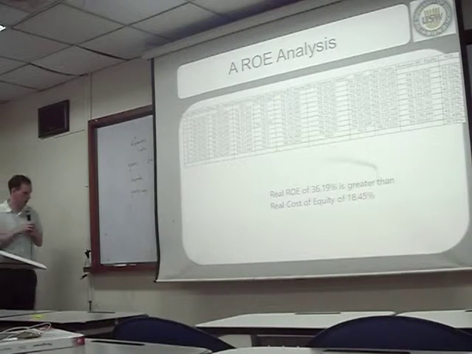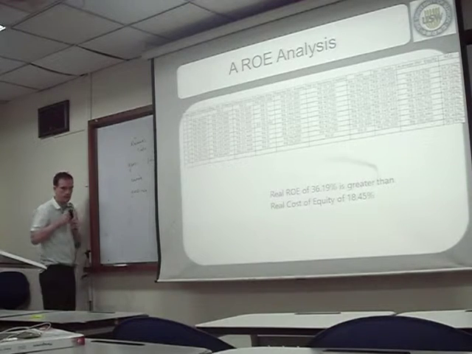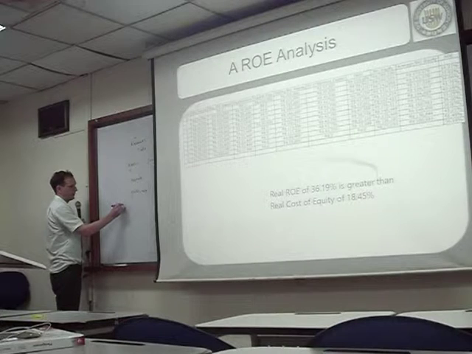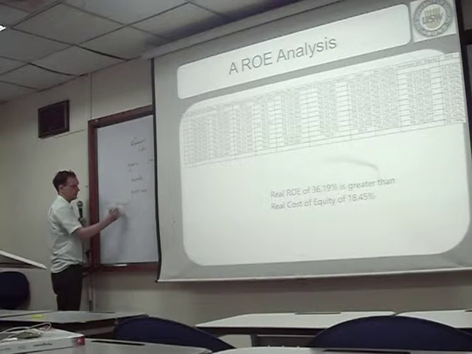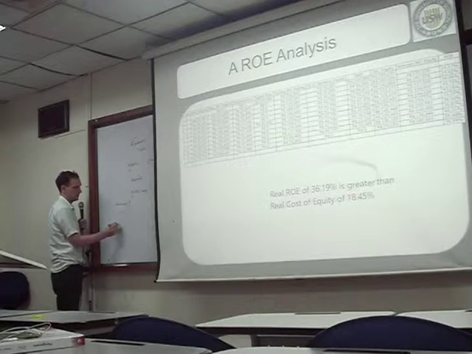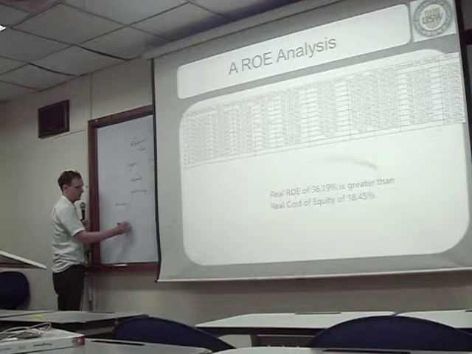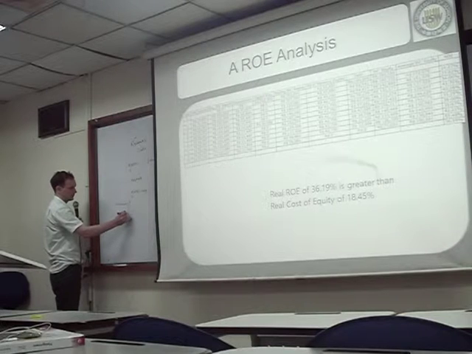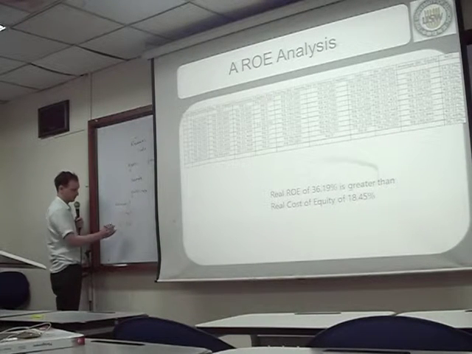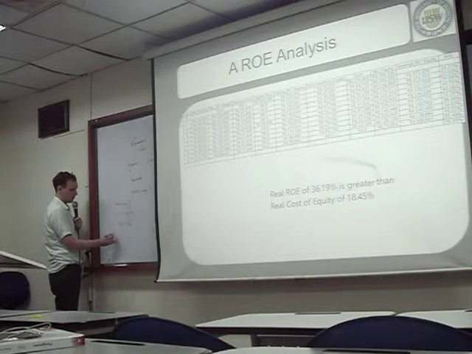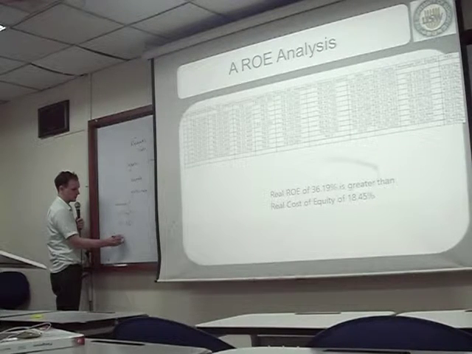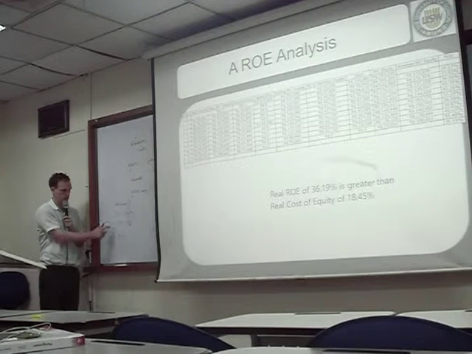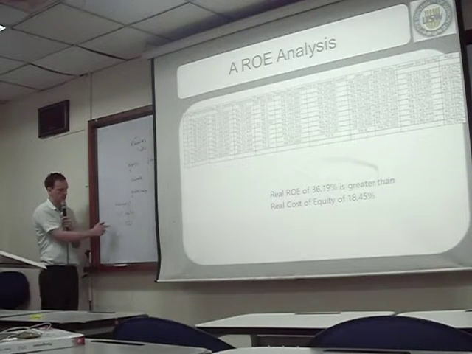So just to review return on equity briefly, I start a restaurant and I have 10% equity and 90% debt, okay? Or I have just 100% equity. Which one is going to give me a higher return on equity? This one or this one? 10% equity or 100% equity?